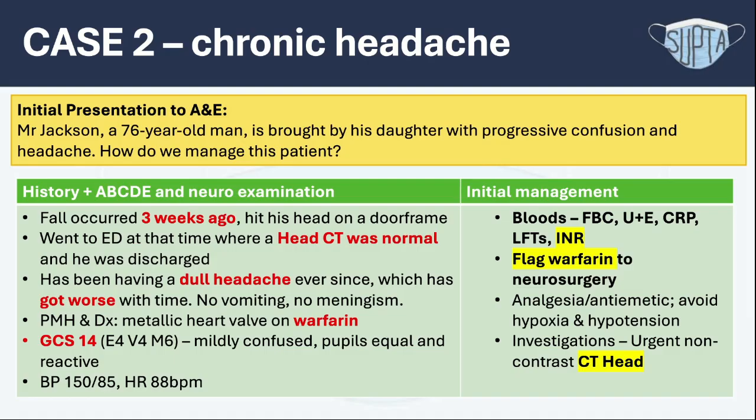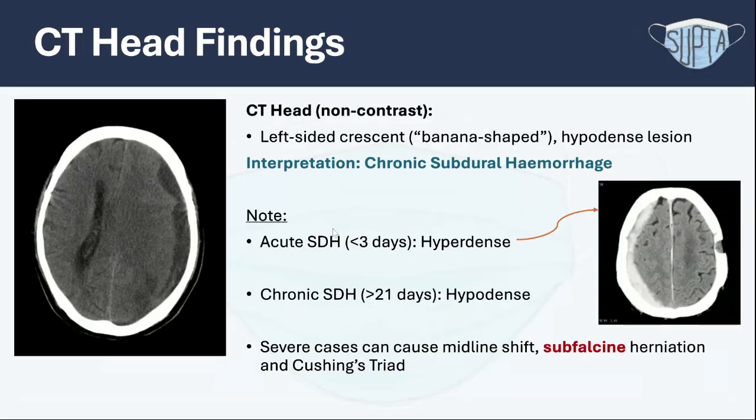And the key investigation here is, again, urgent non-contrast CT head. Even though his original CT was normal about 3 weeks ago, he's now worsening, so we do it again. He's elderly as well, he's confused, he's anticoagulated, so we absolutely need to scan him again. So, to go to the next slide, here are the CT head findings.